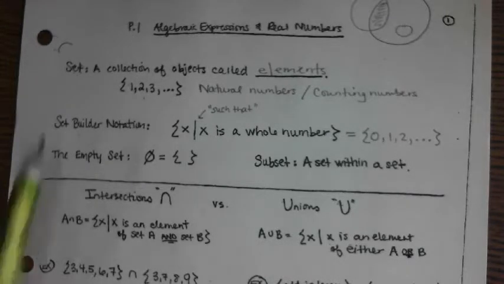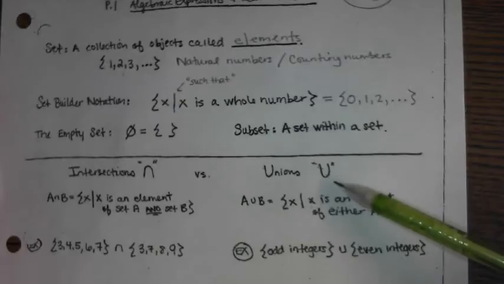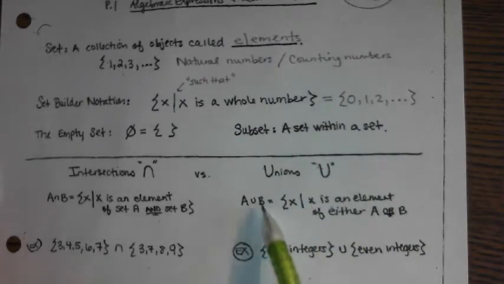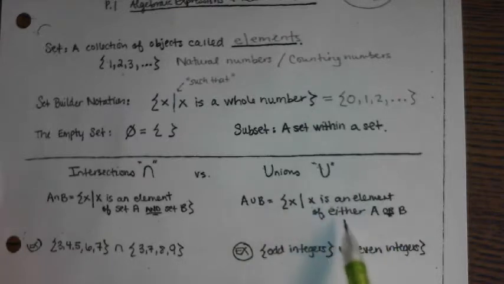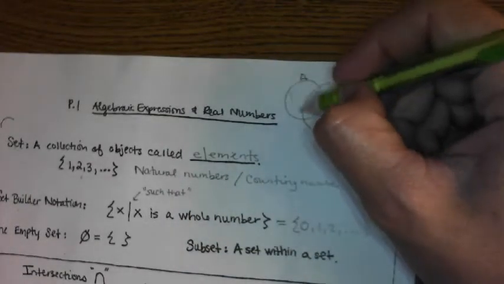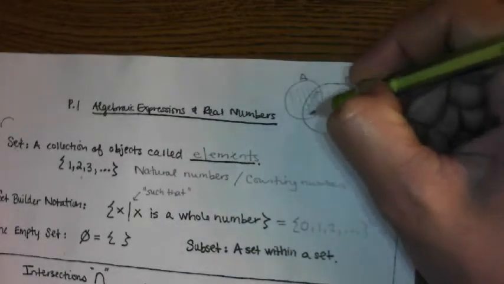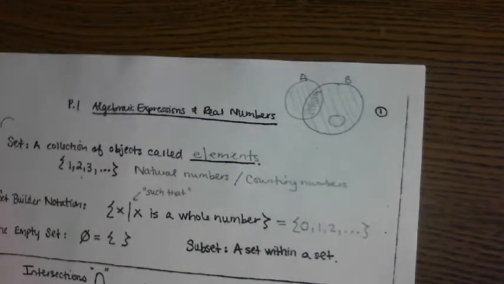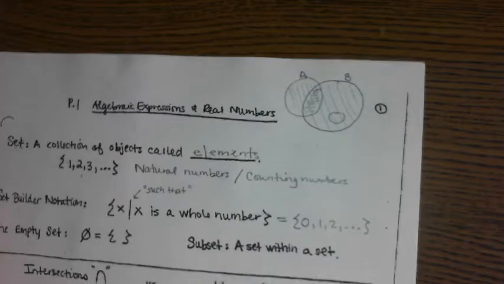Okay, so intersection can be read as "and" a lot of the times, and then union can be read using "or." A union with set B is the set of all x's such that x is an element of either A or B. Or both, right? The union is all three of these sections. Just A, and B, and the just B's. Okie doke?